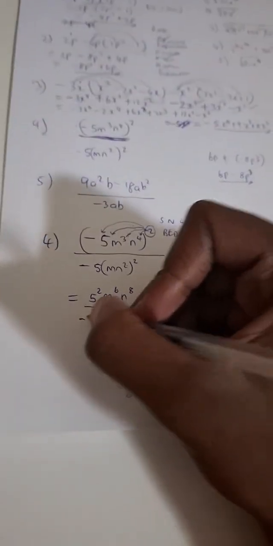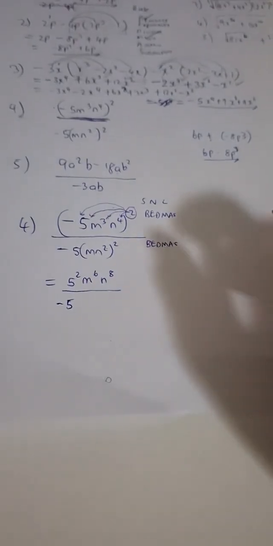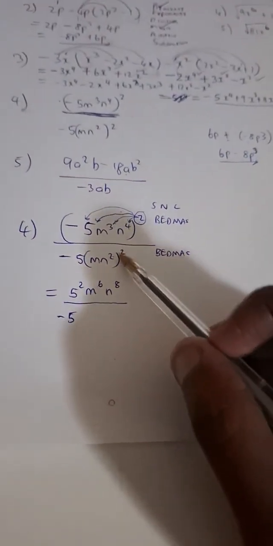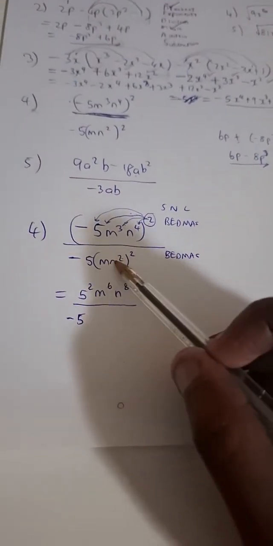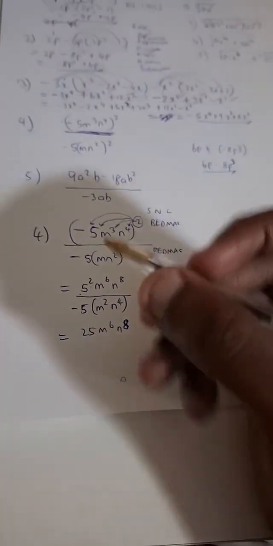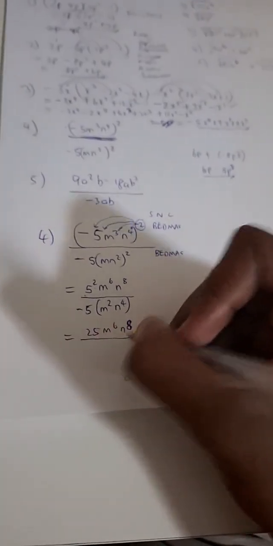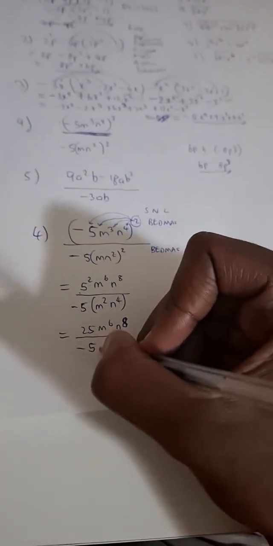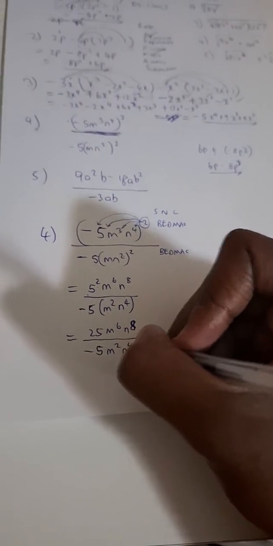Over. Yes, this is grade 9, Jerry. -5. Once again, even exponent for the bracket inside. All right, the 8, sorry, over -5m squared n to the power 4.